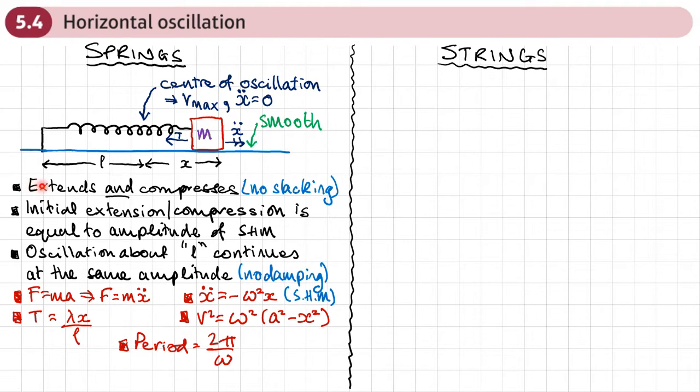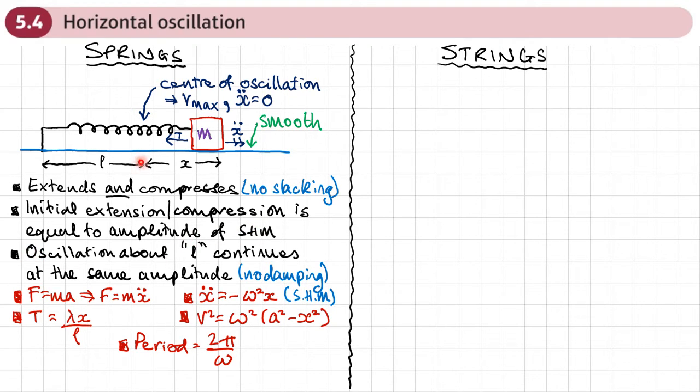So let's go through some of these things here. First of all, the spring extends and compresses, so there's going to be no slacking with the spring, and we'll talk about how that is different with a string in a moment. The initial extension or compression is equal to the amplitude of simple harmonic motion, which we spoke about. So an extension of, let's say, 2 meters will mean an amplitude of simple harmonic motion of 2 meters. So that initial extension or compression is equal to the amplitude of simple harmonic motion.